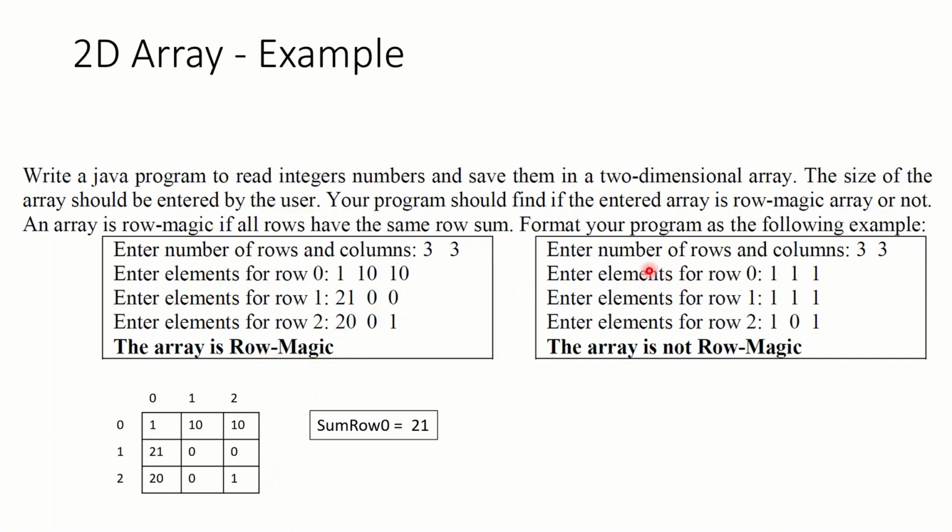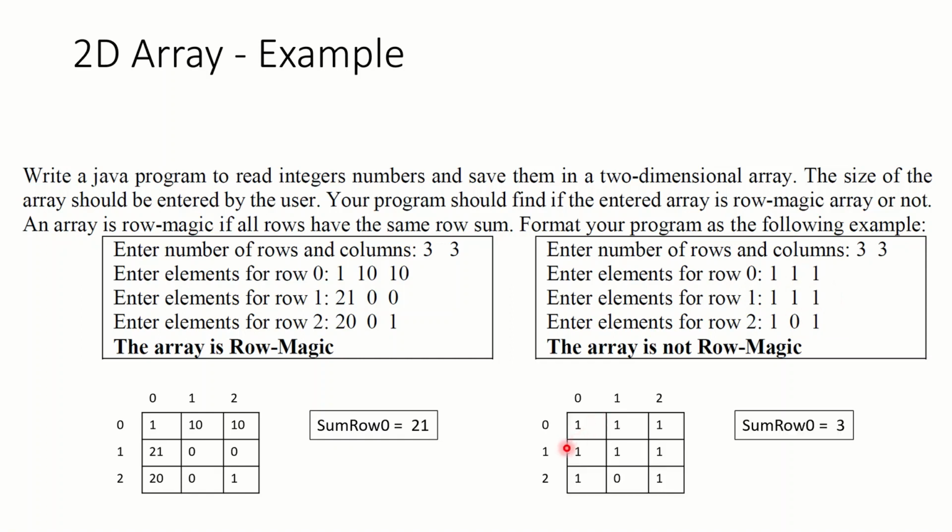Let's assume we have the other example. It says you have to enter number of rows and columns, and again the user mentioned 3 by 3, and then we have the following input from the user. So we will have the following array, 3 rows and 3 columns, and the data input by the user as follows. Now this array is not row magic, and the reason is the summation of the first row is 3, and the summation of the second row is also 3, but the summation of the last row is 2, which means not all the rows have the same sum, and that's why this is not row magic.